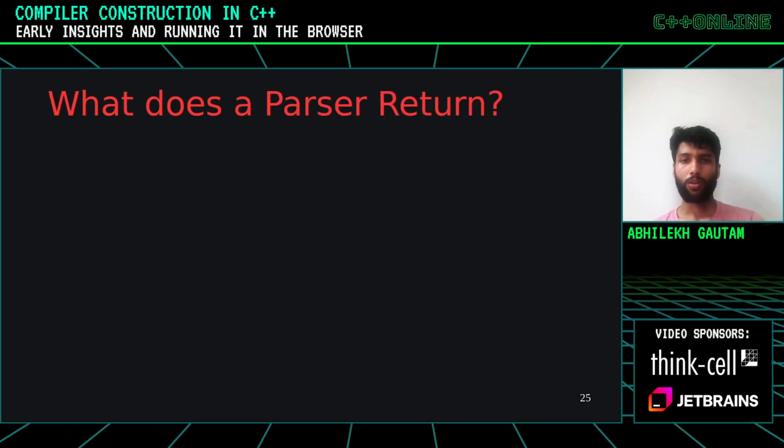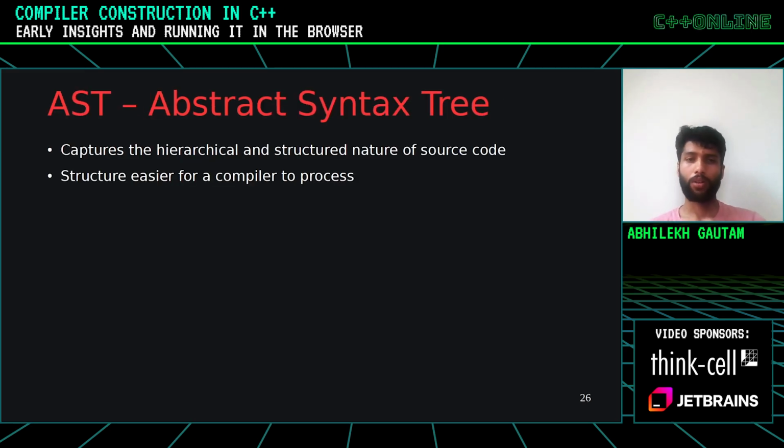So far what we learned is that the lexer returns a sequence of tokens. But what should a parser return? There are lots of things we can return, but one thing we can return is an abstract syntax tree. What an abstract syntax tree, or AST, does is capture the structured notion of the source code, and this structured notion is somewhat easier for the other stages of the compiler to process.